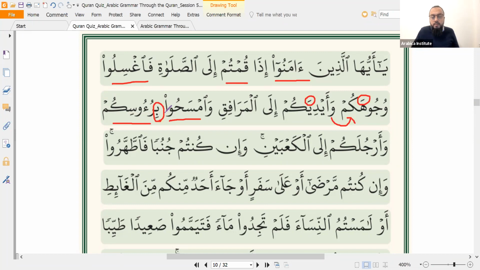Okay. And there's another opinion that the ba here is for emphasis, and so the actual meaning is wamsahu ru'usakum. I believe those are the Shafi'is or the Hanbalis, I can't remember. But they believe you have to wipe the whole head, because the ba is lit-tawkid. It doesn't have semantic value in the verse. It has emphatic value. So their opinion is that you have to wipe the whole head.